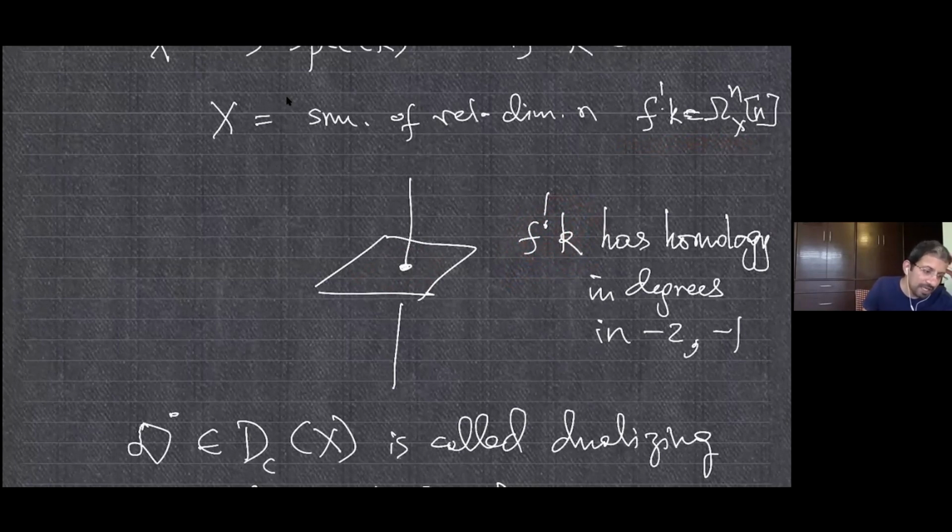That's number one. And X is called Cohen-Macaulay if f upper shriek k has only one homology, sitting in degree minus n, like for example for smooth X.